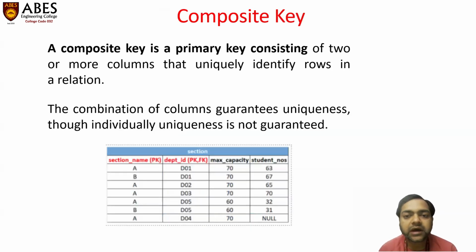Now we have next our composite key. So basically composite key is the primary key consisting of two or more columns.